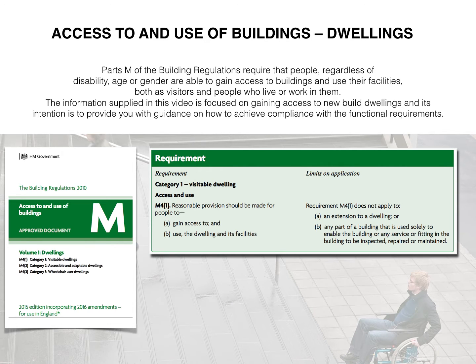M4 states that reasonable provision should be made for people to gain access to and use the dwelling and its facilities. It does not apply to an extension to a dwelling or any part of a building that is used solely to enable the building or any service or fitting in the building to be inspected, repaired or maintained.